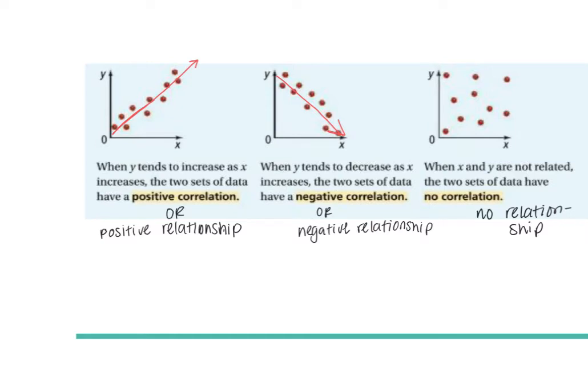So there's not really a line we could draw at all. So they have no correlation or no relationship. Okay. I want you guys to go back to our scatter.